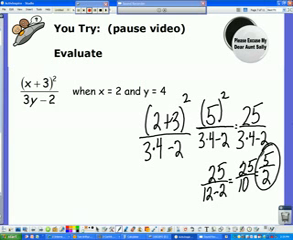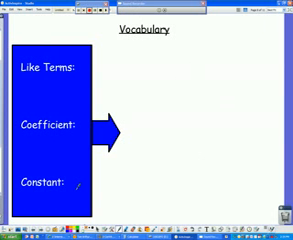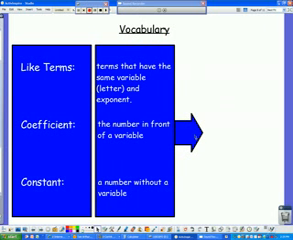A couple vocabulary terms that we need to discuss are like terms, coefficient, and constant. Like terms are any terms that have the same variable and the same exponent. Coefficients are the numbers that are in front of the variable.